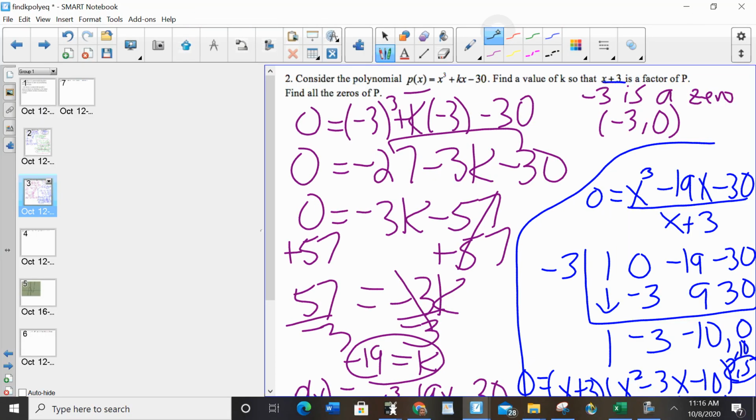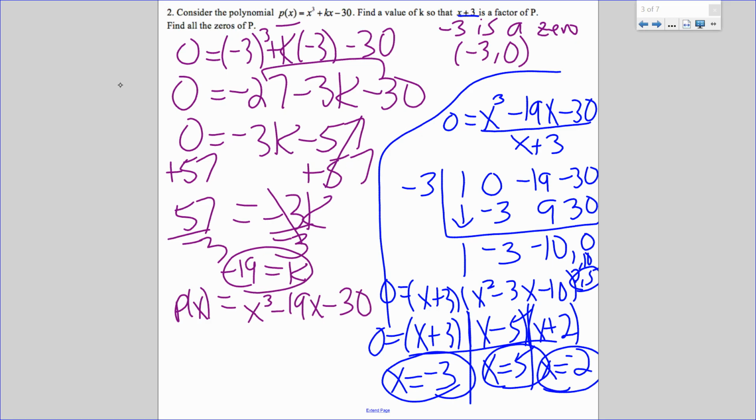So let's just go through that one more time. Because x plus 3 is a factor, that means that negative 3 must be a 0. So negative 3 comma 0 is a point on the graph. So I'm replacing the x's with negative 3's and the y's with zeros. And I'm then solving that equation for k. That gives me my original function. I'm replacing k with negative 19.